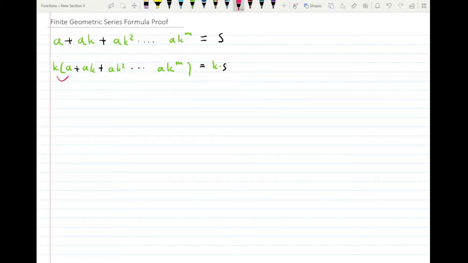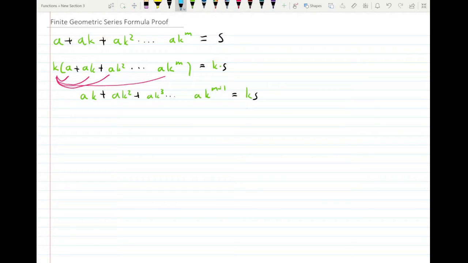Distributing the left side, we get Ka, or A times K, plus K times AK, or AK squared, plus K times AK squared, or AK cubed, so on, until we get K times AK to the M, which is AK to the M plus 1, and that is still equal to K times S.